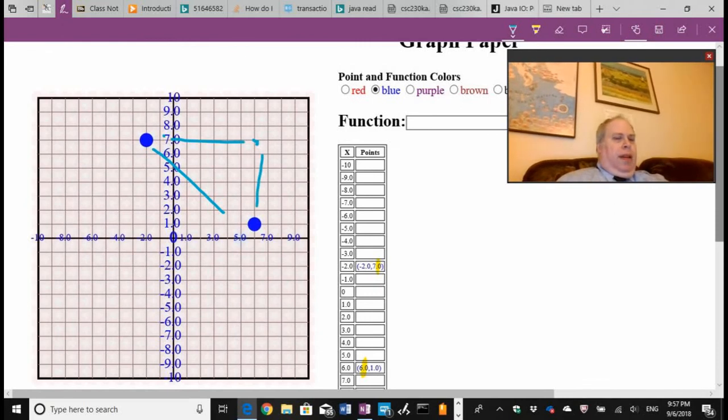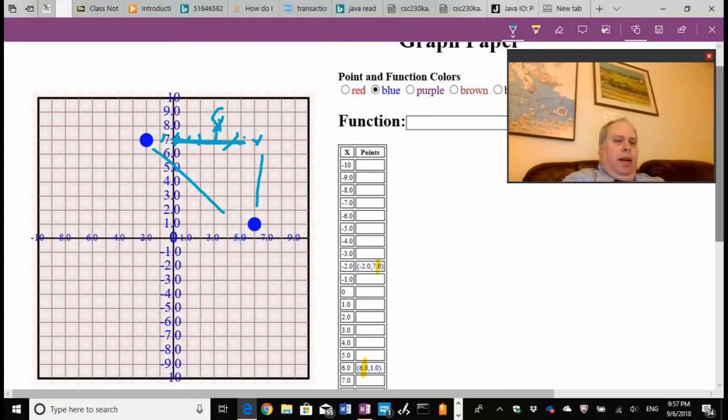Now the distance from -2 to 6: -2, -1, 0, then 1, 2, 3, 4, 5, 6, 7, and 8. So this distance is 8. And 8, this is going to equal a.